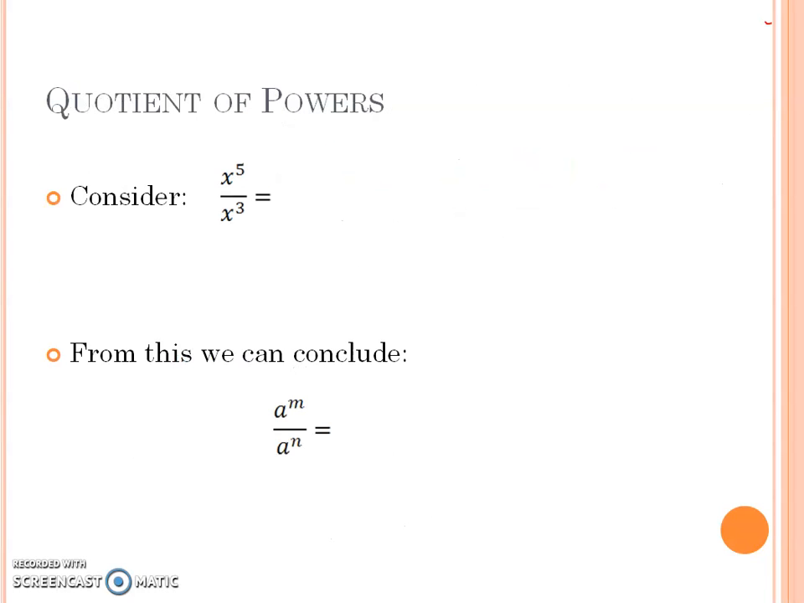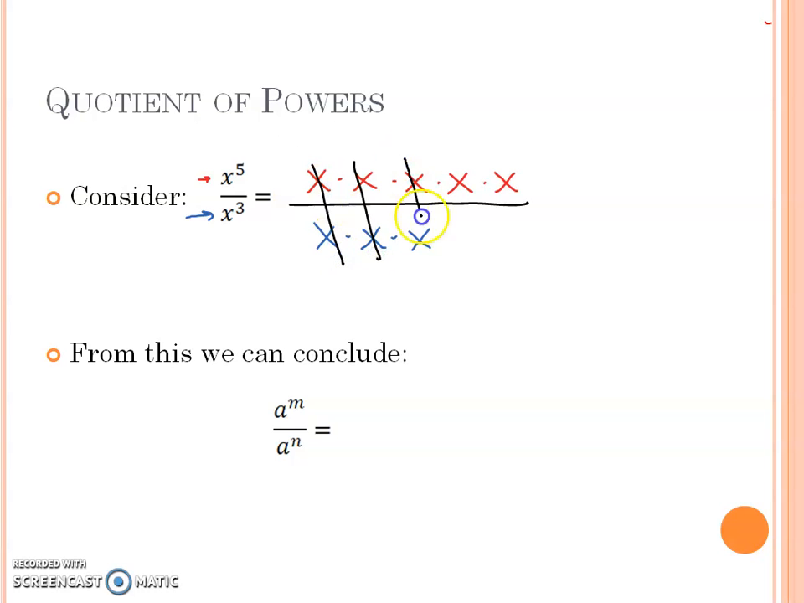Okay? Your quotient of powers rule. X to the 5th over x cubed. Let me just do it real quick. If I have x to the 5th over x cubed, x to the 5th is 5 x's over, on the bottom, an x cubed, so there's 3 x's. Okay? Well, what can I do with fractions if there are common factors? We can cancel them, which leaves me with 2 x's up top, so I get x squared.